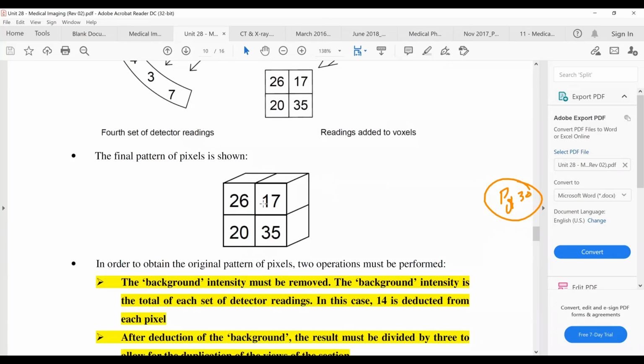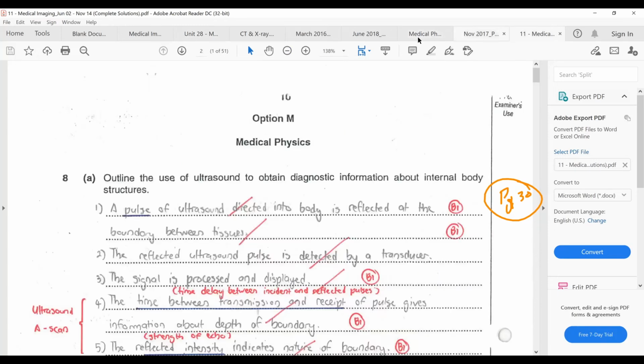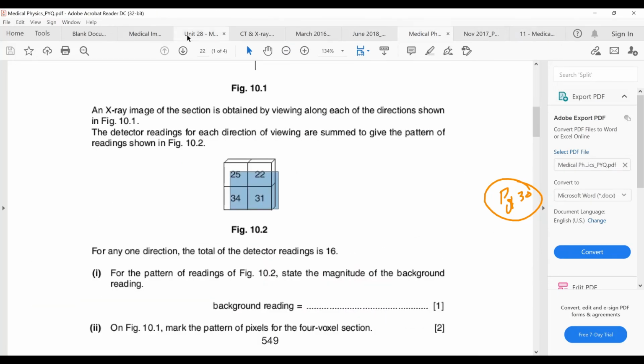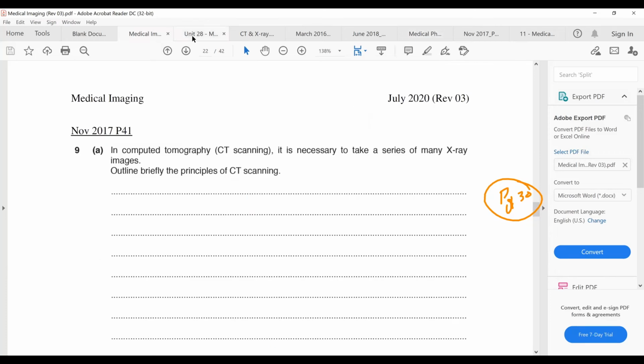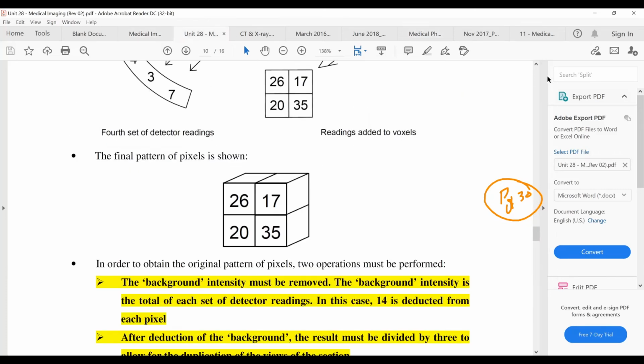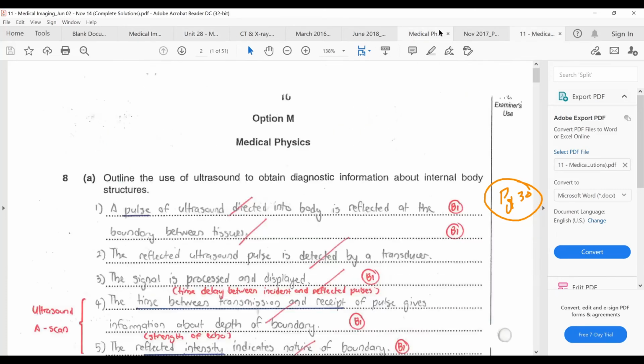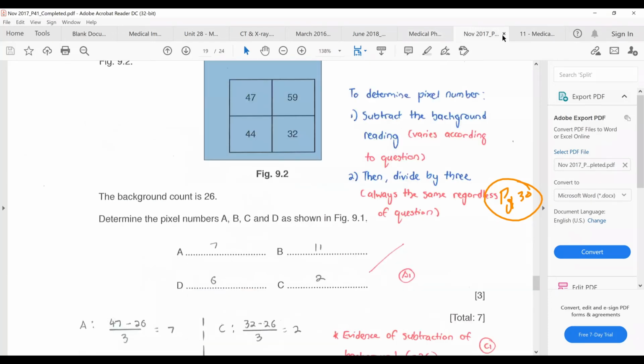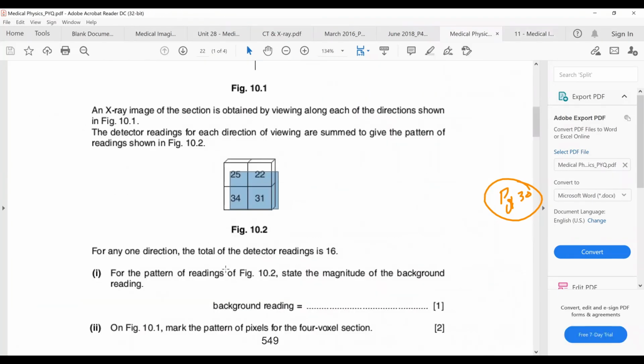this that you have done, where this part here is you having done this part. Okay, then after that, what they want further is they tell you for any one direction the total of the detector readings is 16. Now the total of the detector readings is 16 in any one direction.